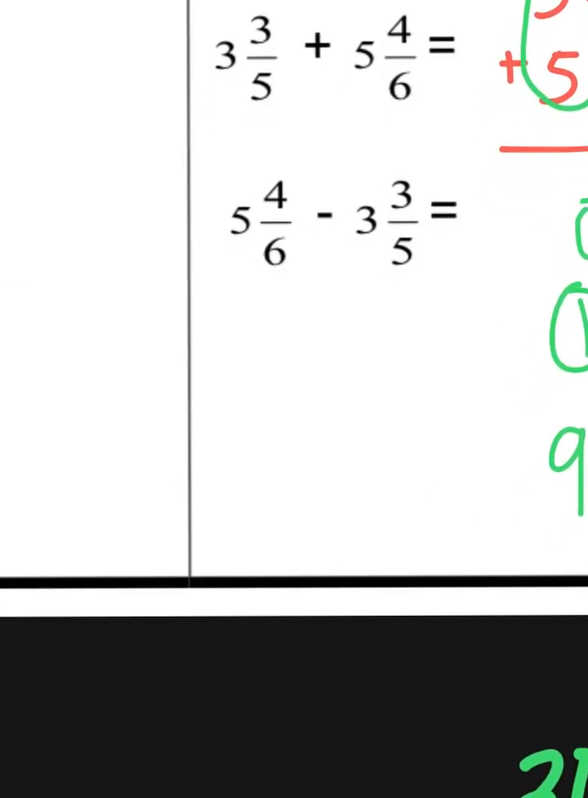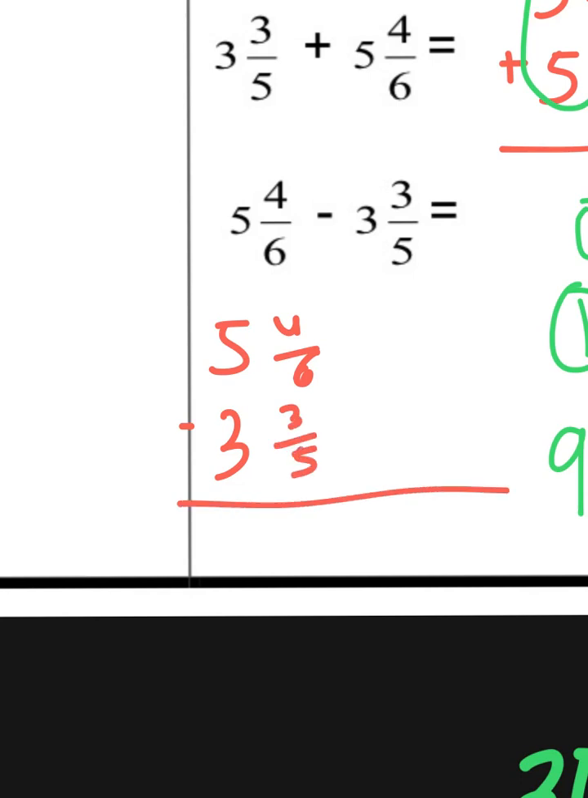For the second fraction, here it is. Oops, let's rewrite this again. Here is 5 and 4/6 minus 3 and 3/5. So we have to write our equivalent fractions. It has 30 in common as well.